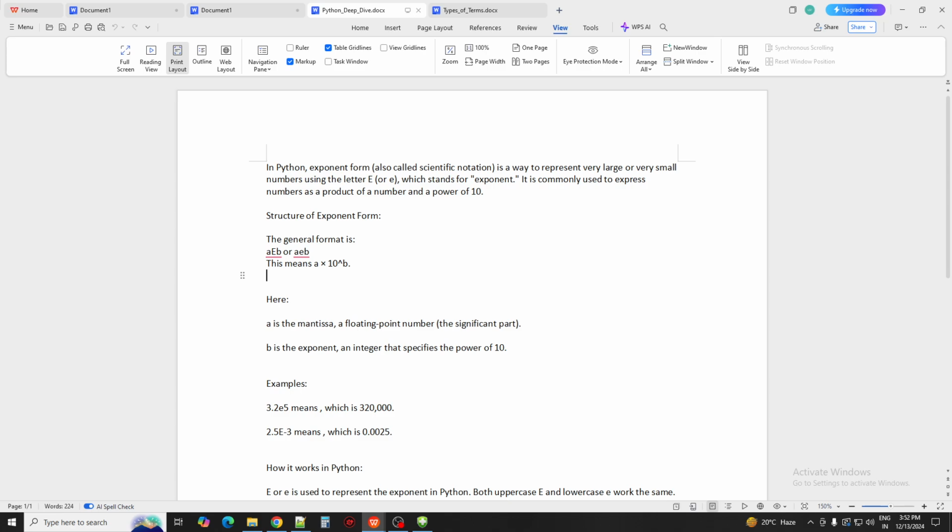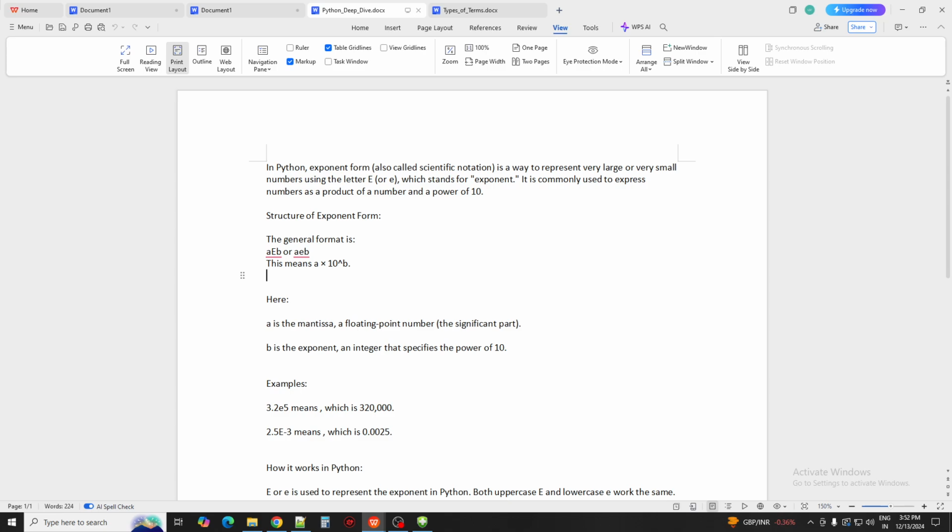In Python, exponent form, also called scientific notation, is a way to represent very large or very small numbers using the letter capital E or small e, which stands for exponent. It is commonly used to express numbers as a product of a number and a power of 10.